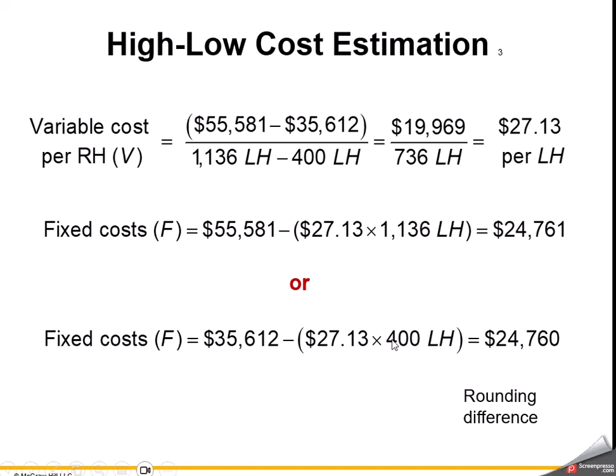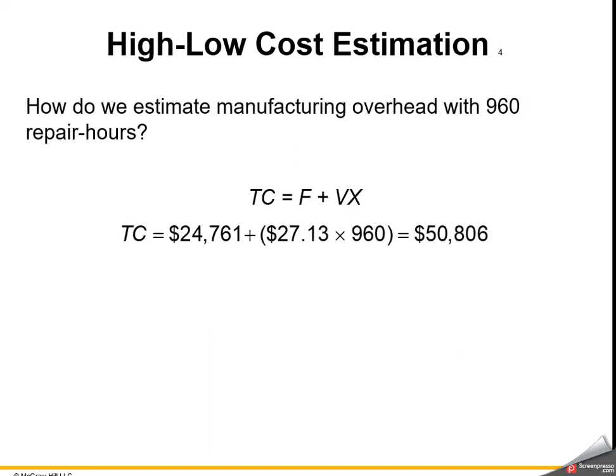And then we do the same thing at the low level. Again, just a very minor difference due to rounding. So that confirms that that is our fixed cost. Then our formula is going to be $24,760 plus $27.13 per labor hour. So that would be our formula.